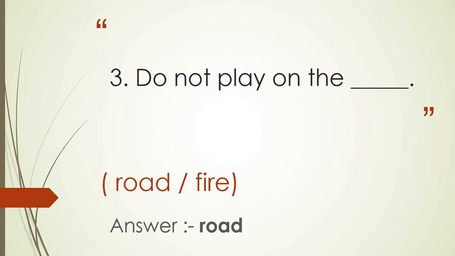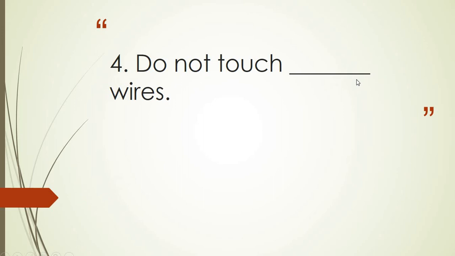So students, I want you to repeat this sentence particularly after me, because you have the habit of playing on the roads. So repeat after me. Do not play on the road. Repeat a second time so that you will remember this. Do not play on the road. Okay, so road is the correct option here. Moving on to the next one.